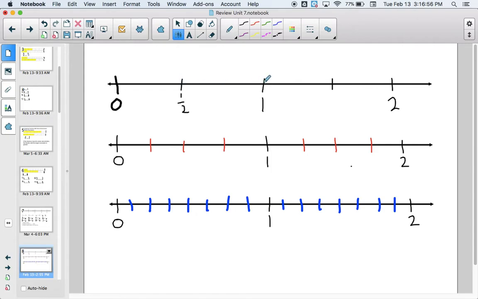Distance from here to here is another half. So 1/2 plus 1/2 is 1 whole. If I go a little bit further, that's 1 and 1/2. And that would be 1 and 1/2, the distance from 0 all the way to there. And then starting again at 0 and going all the way to here would be 2. So this number line right here shows me 1/2, and so marks of 1/2.